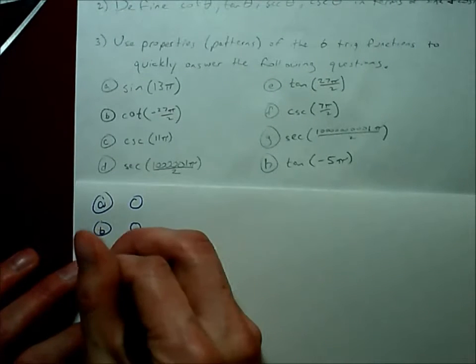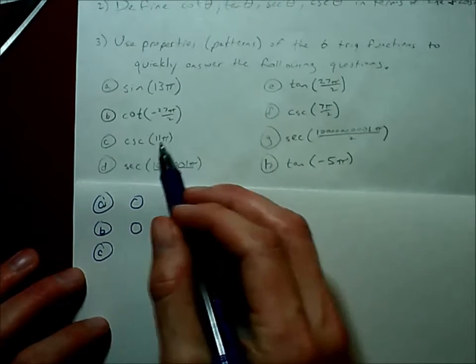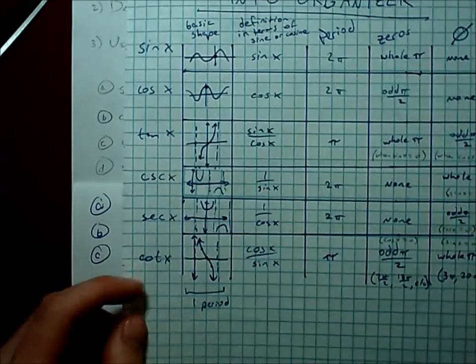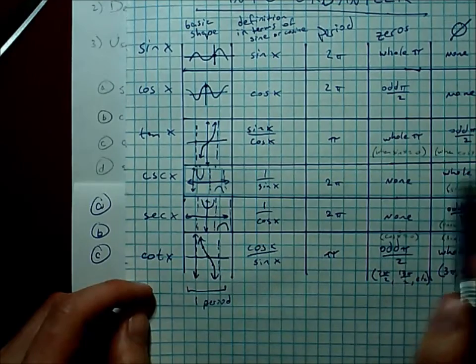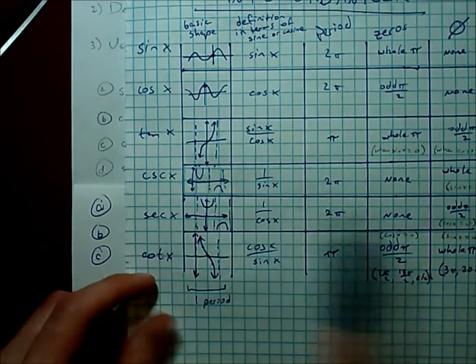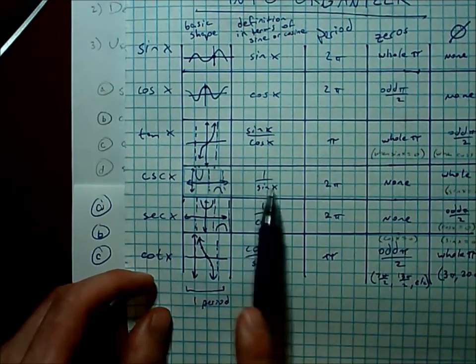C, cosecant of 11 pi. So cosecant at a whole number times pi is undefined. Why? Because sine would equal 0 there. So 1 divided by 0 is undefined.